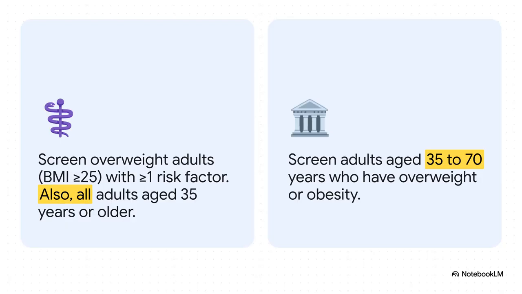Okay, this is super high yield for your exams, so listen up. There are two big players setting the screening rules, the ADA and the USPSTF. The ADA says screen anyone with a BMI over 25 if they have a risk factor, and hey, just screen everyone over 35. The USPSTF is a little more streamlined. They say screen adults from 35 to 70 if they're overweight or obese. You've got to know the subtle differences here. It's gonna come up, I promise.